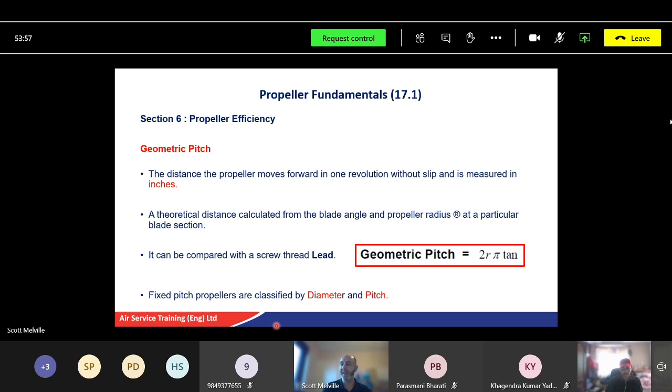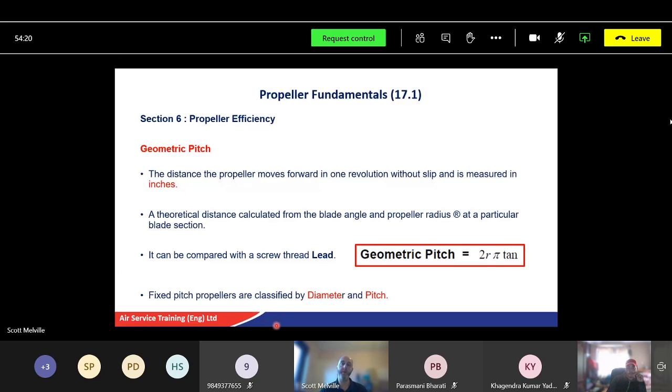Fixed pitch propellers are classified, and it's a good one to highlight in your books. Fixed pitch propellers are classified by diameter and pitch. In other words, the size of the disc the propeller makes as it spins round, and the pitch as well. That's how fixed pitch propellers are classified, because we can't change the pitch. We can have various fixed pitch propellers.